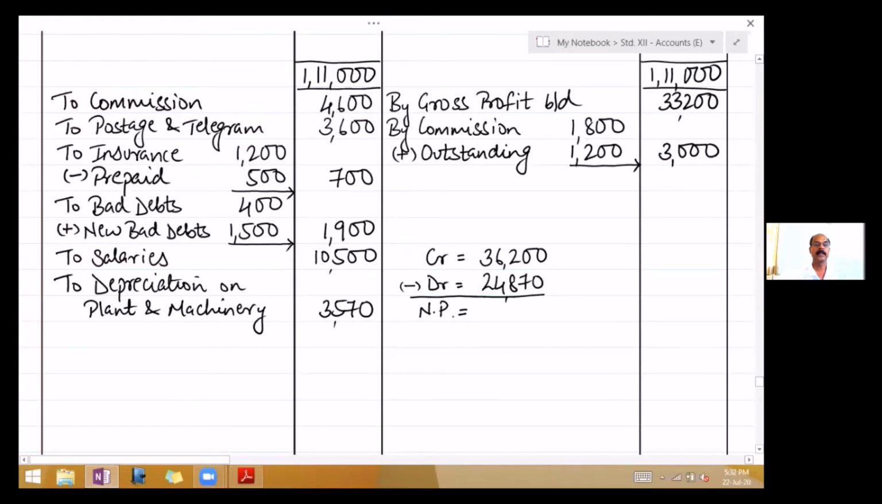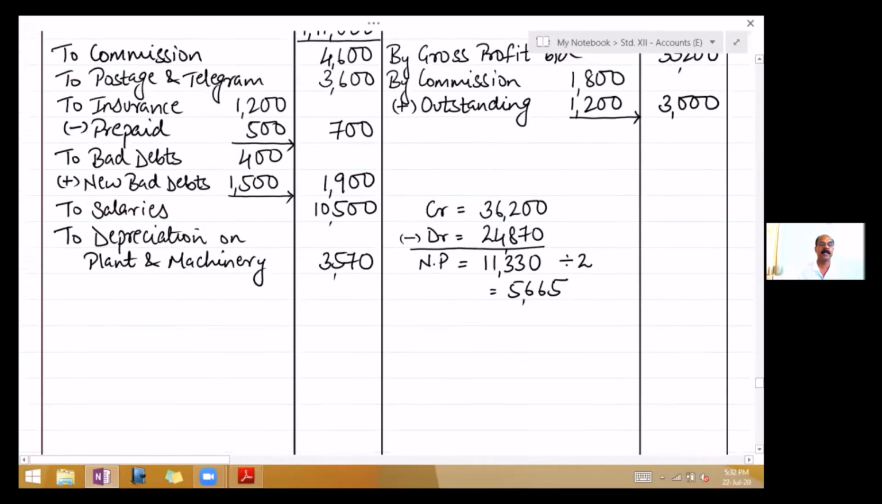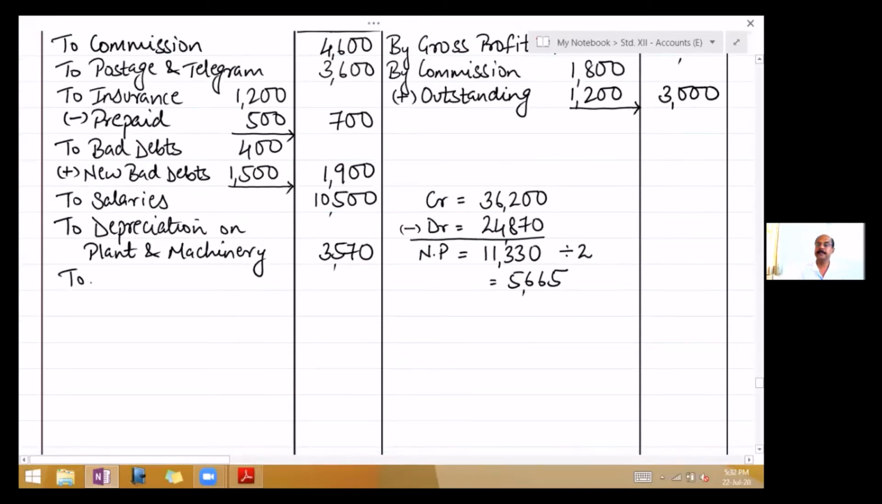You will get 11,330. Profit sharing ratio is not given, students. So divide equally. So if you divide by 2, you will get 5,665. So show this in P&L debit, the net profit. To net profit, in the inner column, Ajay 5,665 and Vijay also 5,665.